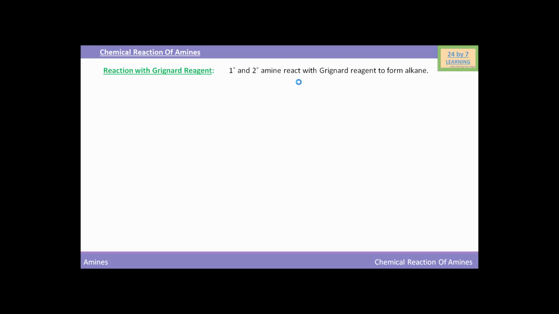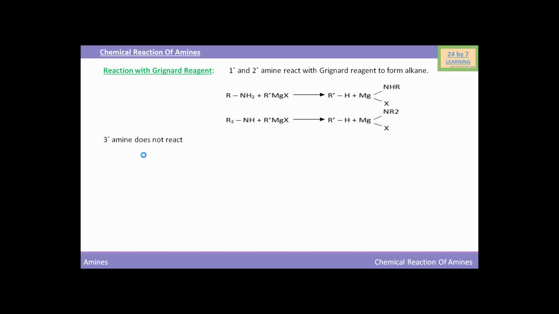Primary and secondary amines react with Grignard reagent to form alkane. Here are the reactions. You can see RNH2, that is the primary amine, when it reacts with RMgX, that is the Grignard reagent, then the reaction will yield RH, that is alkane. And similarly, when R2NH, that is a secondary amine, reacts with RMgX, Grignard reagent, then also it will give RH, that is an alkane. While the tertiary amines do not react with Grignard reagent.